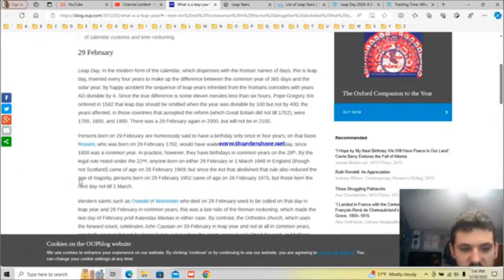But once again, the act was abolished. The rule has reduced the age of majority. Persons born February 29th, 1952, came of age of 21 in February 1973, but those born the next day not until the 1st of March.